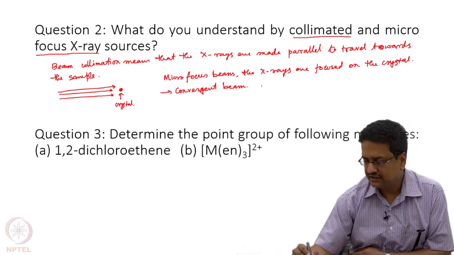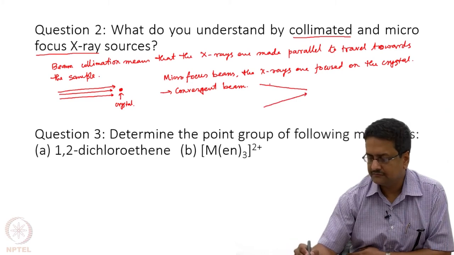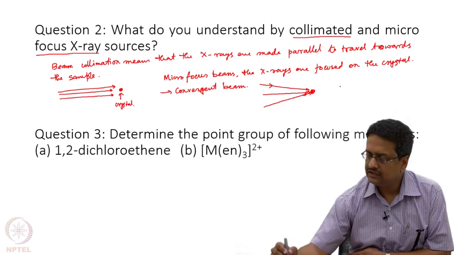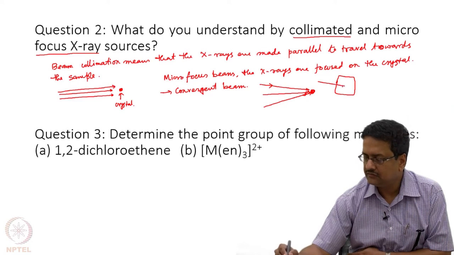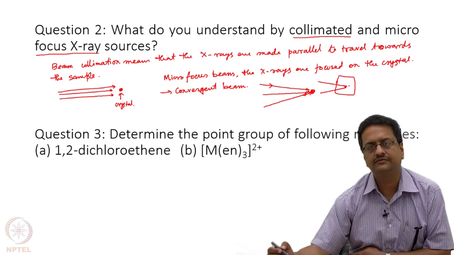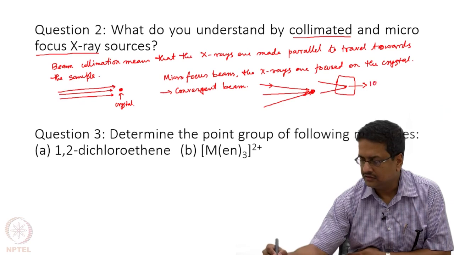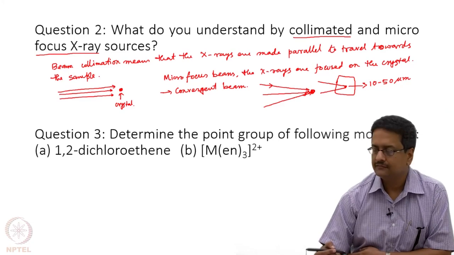So, what happens in that case is all the beams are converged in such a way that it falls and converges on the crystal. So, in that case, even if we have a large crystal, the beam can be converged and made to focus at a very small region of the crystal, which could be even 10 to 50 micron in size.